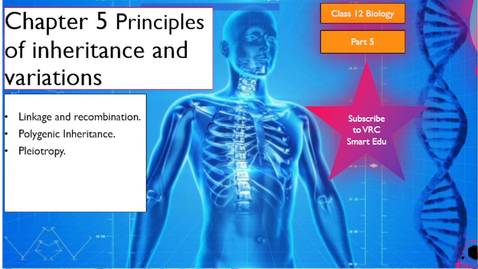So today I am with class 12 biology chapter 5, principles of inheritance and variation. You all know that we have made the previous 4 parts and the links are provided in the description. You can go and check them out. The 4 parts are going to be really important for you, so go and watch them. Today we are going to see part 5 of this chapter. In this part 5 video, we are going to see linkage and recombination, polygenic inheritance, and pleiotropy. These 3 concepts we are going to cover in this video.